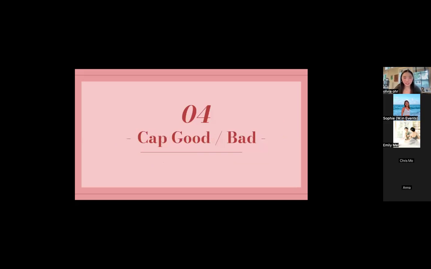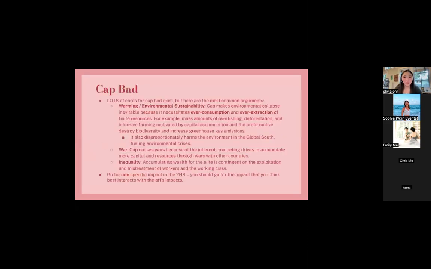Okay, the next part is cap good and cap bad debates. So I purposely left out the impact explanation for the parts of the K, so I'll be doing that here. So first, starting with cap bad. There's a lot of good cards that exist for cap bad, but here are the most common arguments. So first is warming and environmental sustainability.